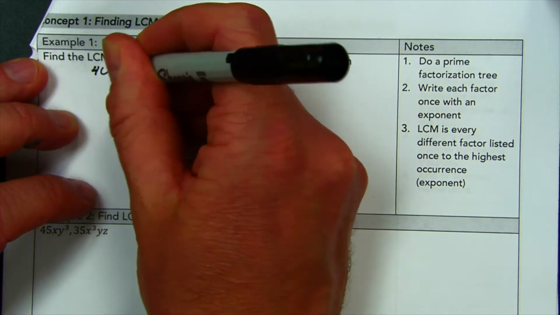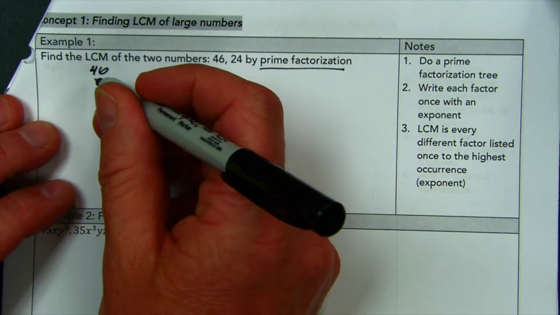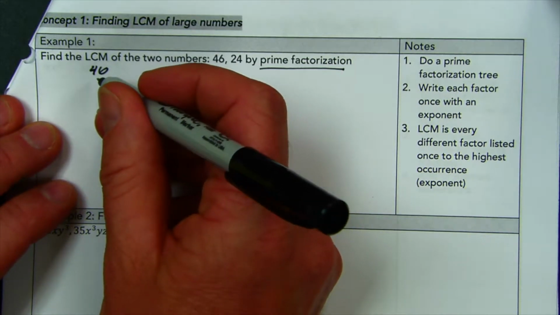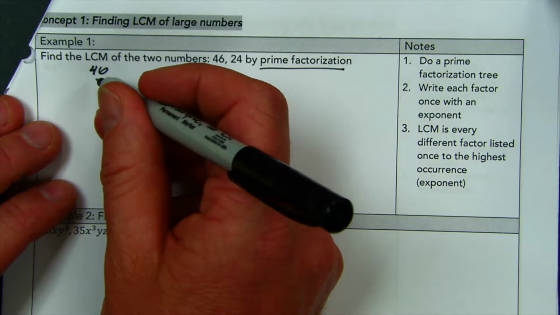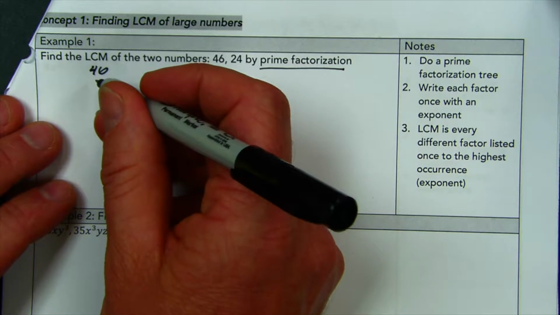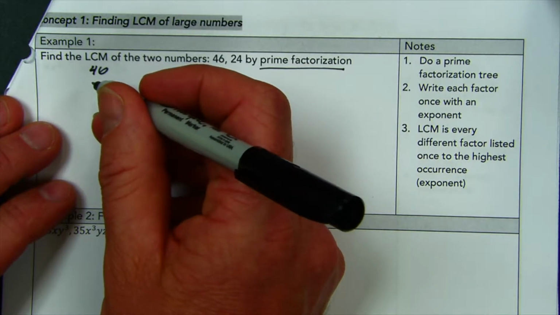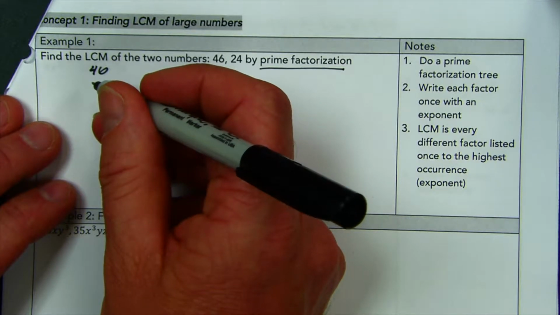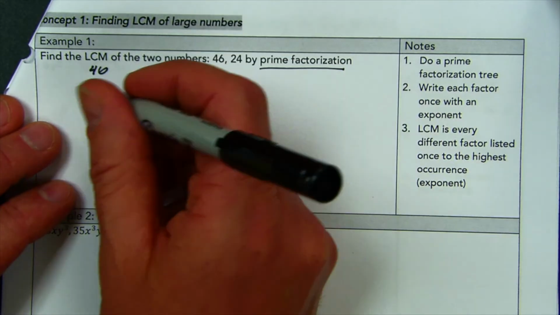So you write 46, and then usually I want to write 46 as a product of primes. Prime numbers are numbers that are only multiplied by 1 and itself. So like 2, 3, 5, 7. 8 is not prime. 8 is a composite number. You can have 1 times 8 or 2 times 4. So let's break it up into primes.